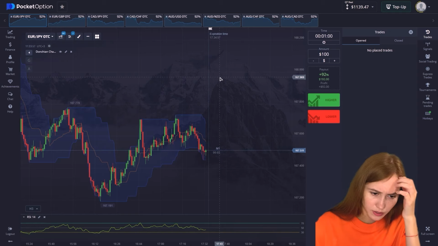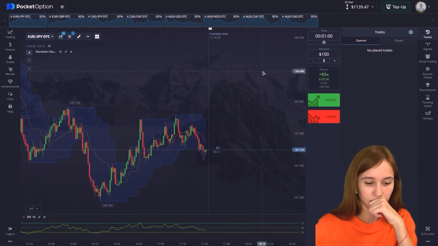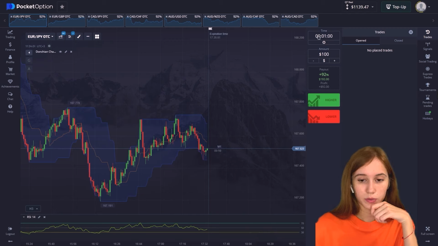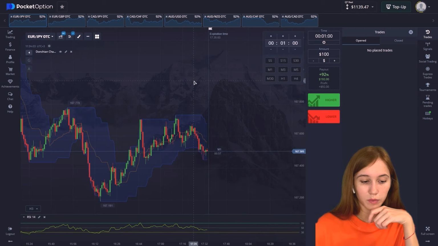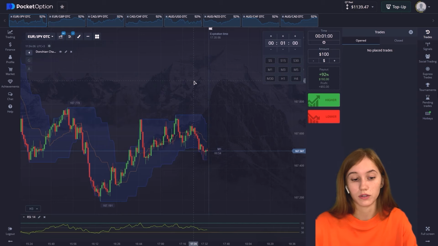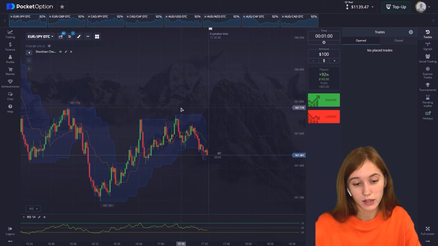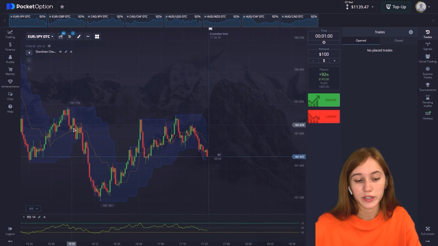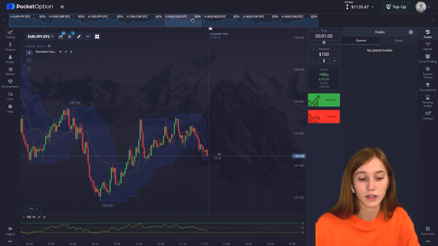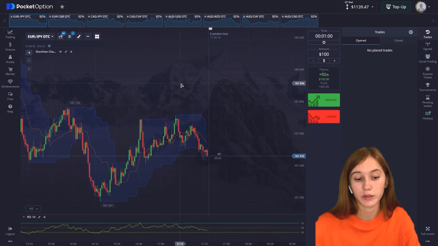Let's go through the settings. The deal time is 1 minute. Then we choose what to trade on. I will also note the payout rate is more than 90%. The higher the better. I do not recommend trading below.